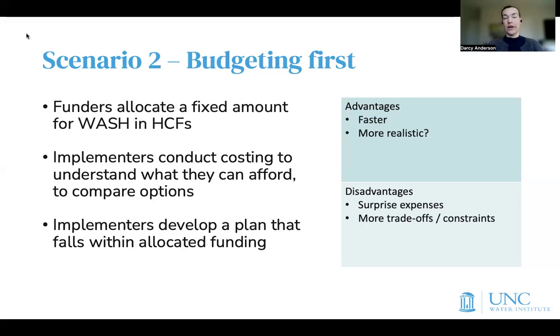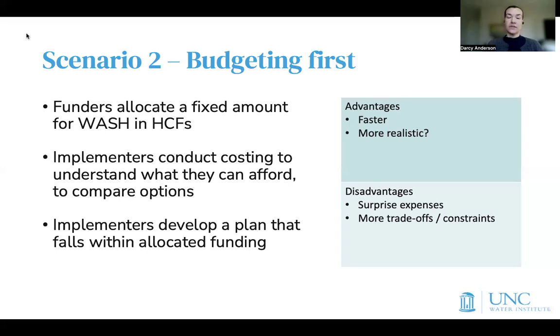So under a second scenario, we can imagine that we would do budgeting first and costing second. This scenario may be somewhat more realistic, where funders have allocated a fixed amount for WASH in healthcare facilities, and then implementers need to figure out what they can afford within that budget. Maybe doing some more informal calculations to understand, okay, how much money is there? What can I buy? What are my options? And picking the options that fit within that budget. And then implementers develop a plan for those options.